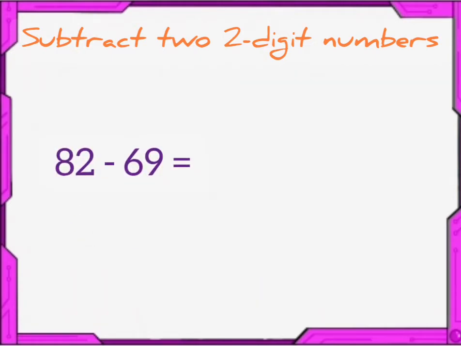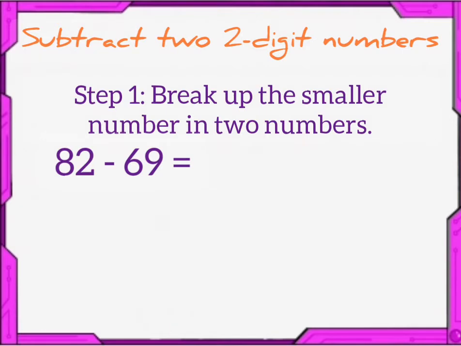Now let's take a look at another example. If we have the number 82 minus 69, we follow the same steps. Step 1. Break up the smaller number in 2 numbers. So in the numbers 82 and 69, which number is the smaller number? Yes, it is 69. So we need to break the number 69 in 2 numbers.